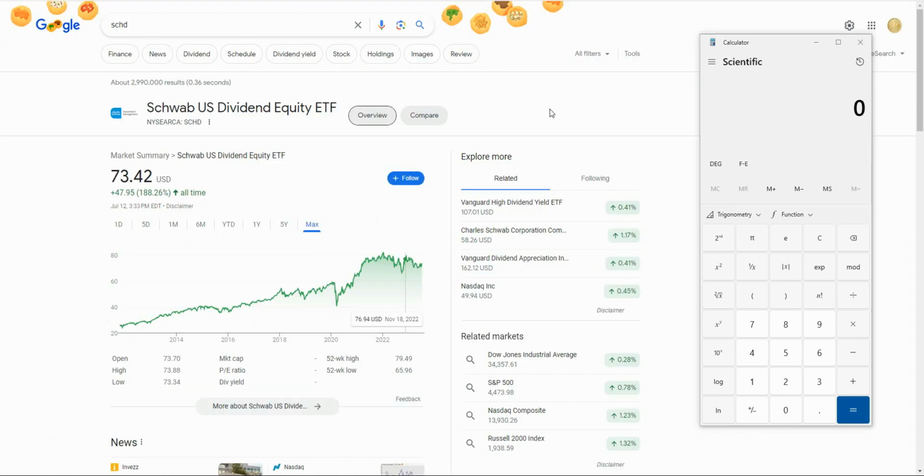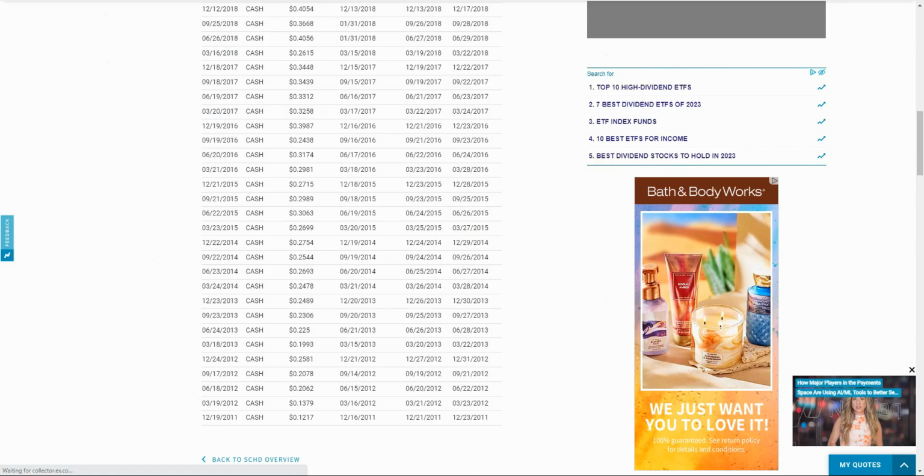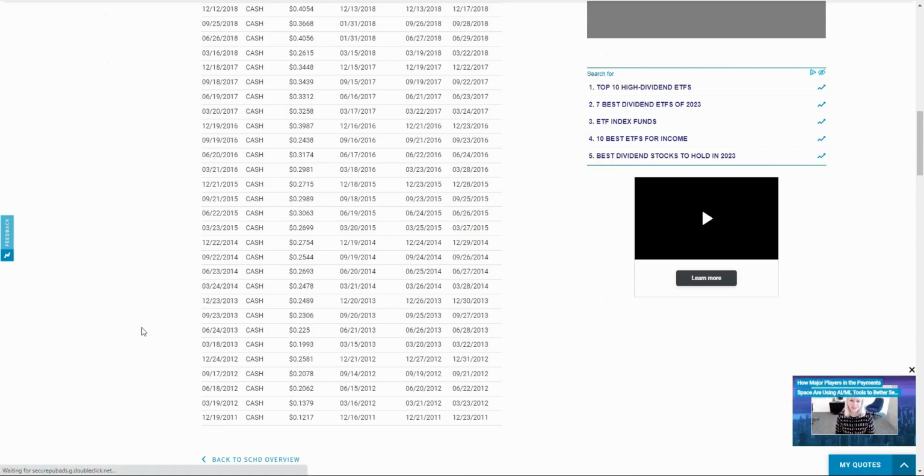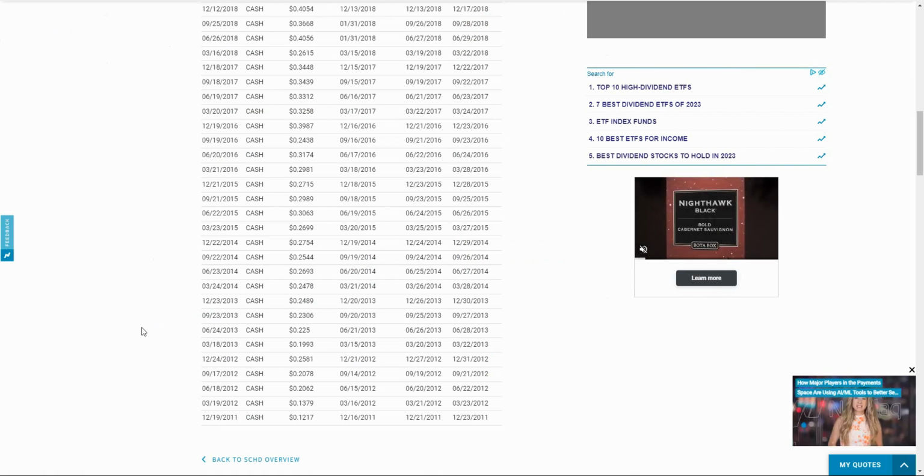So now to illustrate yield on cost and the power of it, let's say you bought $10,000 worth of SCHD about 10 years ago. And we'll say that the price 10 years ago was $29.08. So if we divide 10,000 by 29.08, we get 343 shares you would have received. So now on that $10,000, I want to see what the yield on cost, or rather not the yield on cost, but the yield was at that time, and then we'll get into yield on cost later.